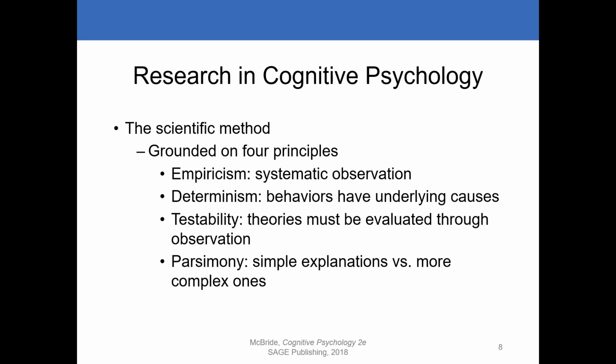So the scientific method is really grounded on 4 principles. That is empiricism, which is just systematic observation of the world. Determinism, all behaviors have underlying causes. Testability, that theories must be able to be proven false, or falsifiability is another word I've used. And basically, you have to be able to test, observe, and prove your theories false through observation.